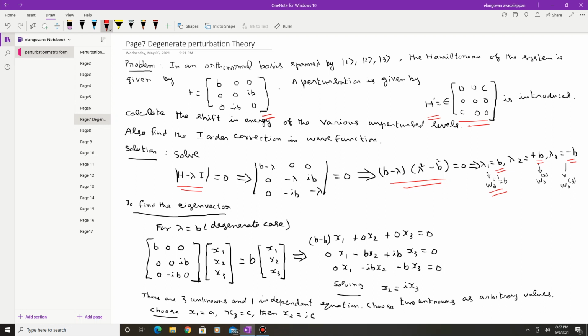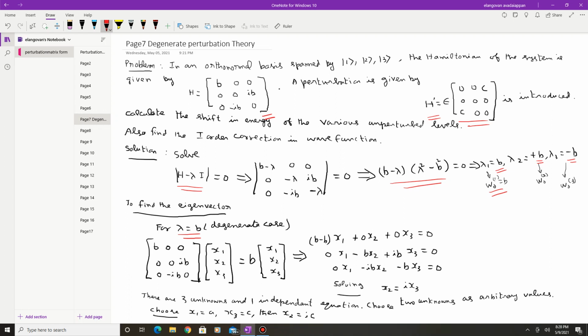So far we have discussed the non-degenerate perturbation theory, where all the eigenvalues are different: lambda 1, lambda 2, lambda 3 are different. For this problem, lambda 1 and lambda 2 are both equal, and lambda 3 is different. This is minus B. So if the problem is like this, then how to find the first order correction? Now let us take one degenerate value, lambda 1 is equal to B.